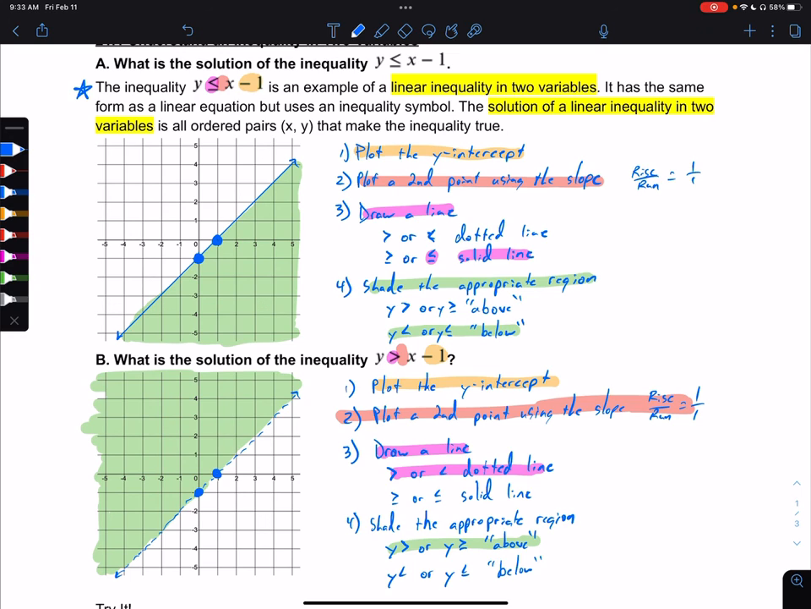Solid line, the points along the solid line are solutions. Points along the dotted line are not solutions.